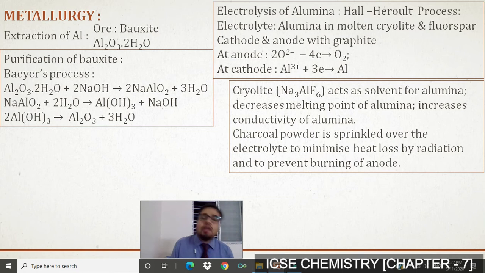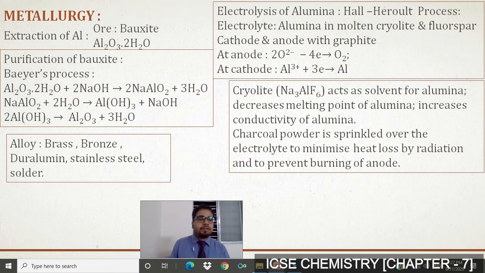All right, so now we have to discuss some alloys. We have very specific alloys, as you can see on the screen. We need to know brass, bronze, duralumin, stainless steel, solder. While discussing these alloys, we need to know their major component and all the components as well. Like brass and bronze, the major component of these alloys is copper. I hope you all know the meaning of the term alloy.